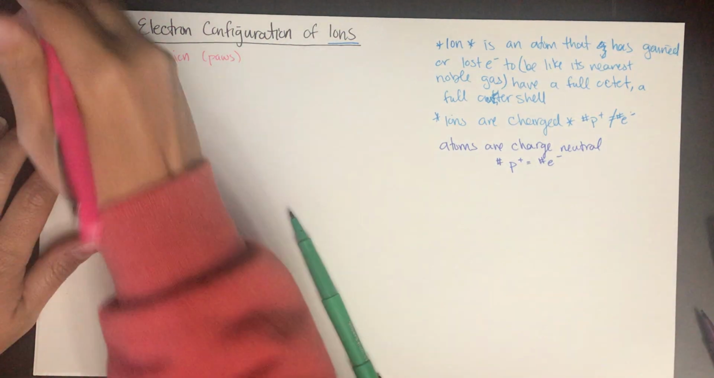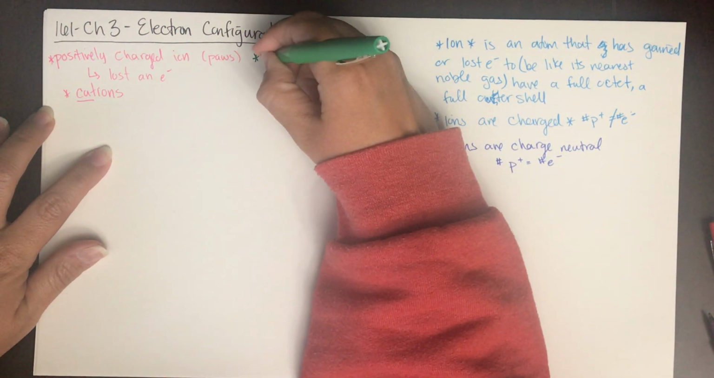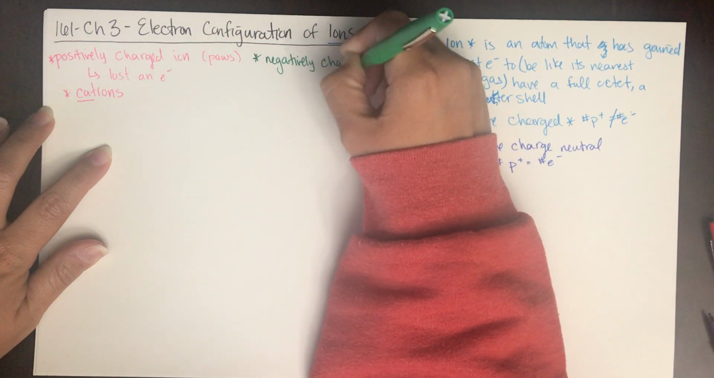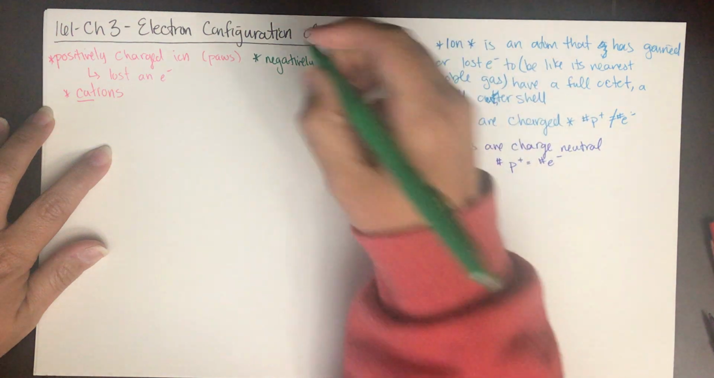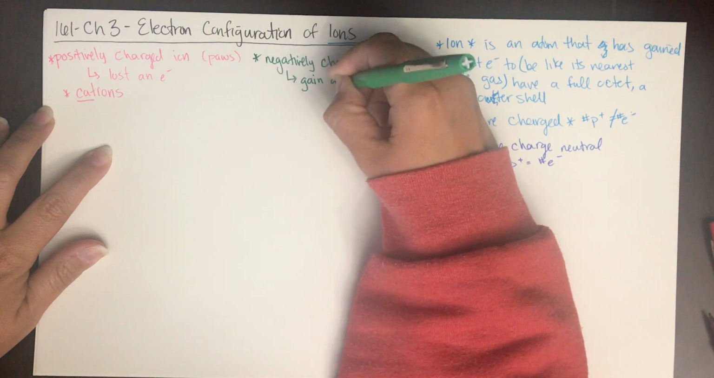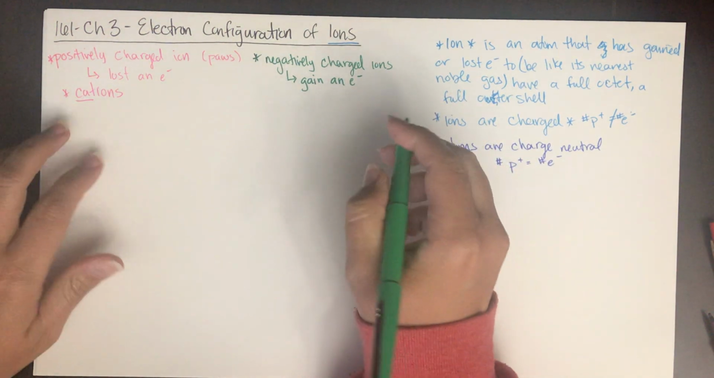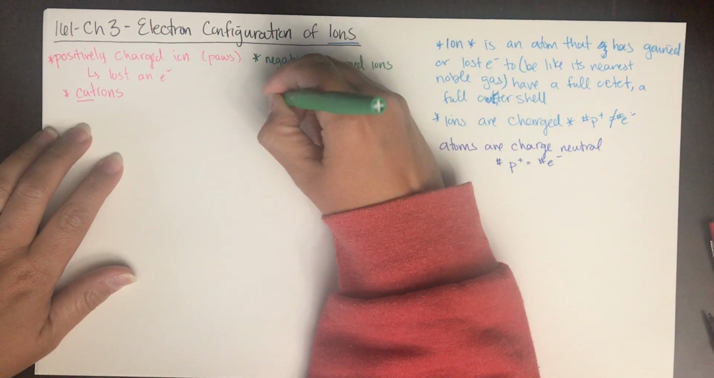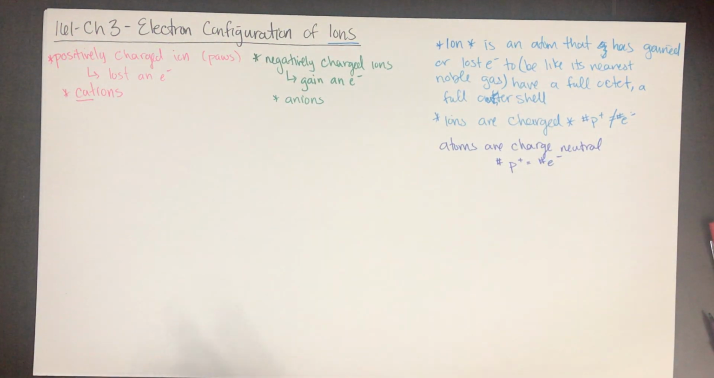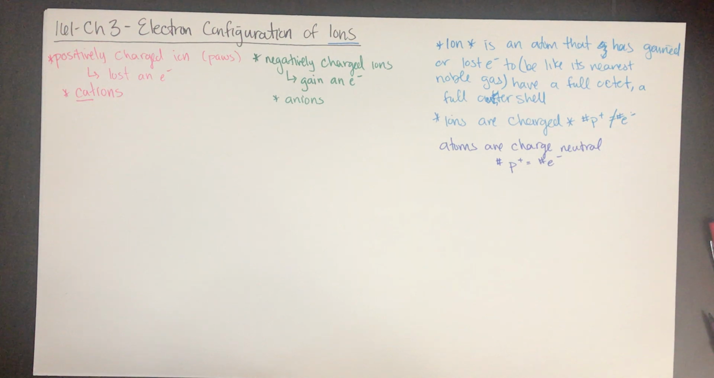The other type of ions: so there's positively charged ions, and then there are negatively charged ions. Negatively charged ions gain an electron. And it doesn't have to just be one electron. It could be more than one, but let's just stick to that for now. Negatively charged ions are called anions. So we have cations and anions. I don't have a way to remember anions being negative.